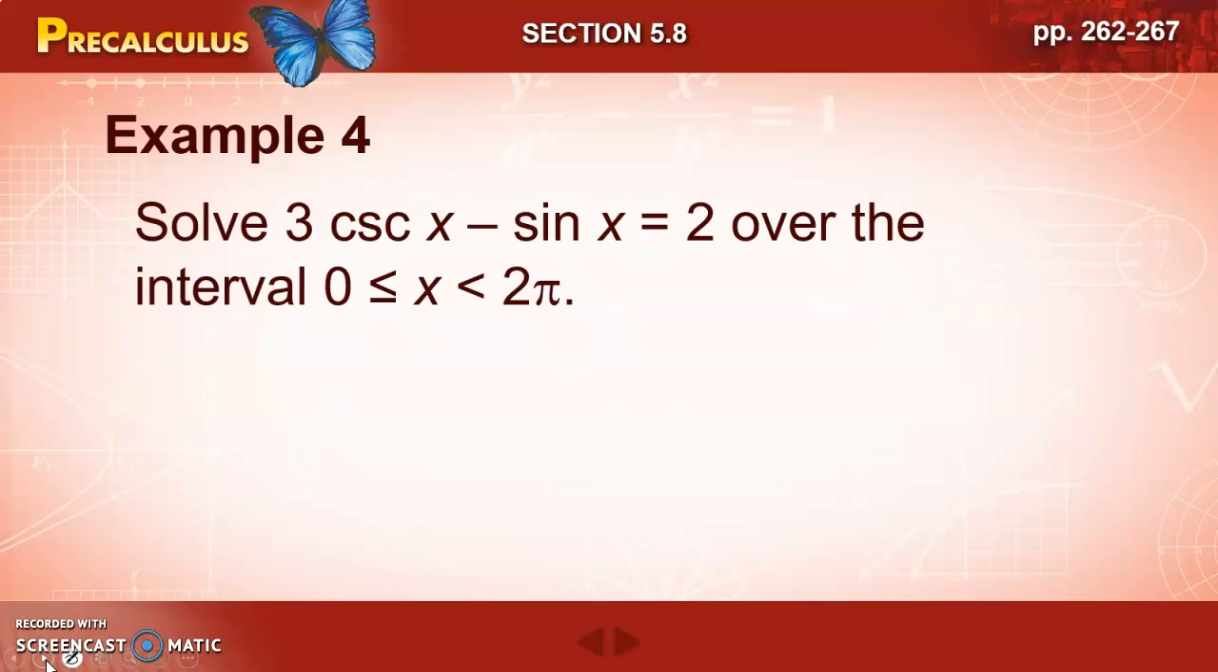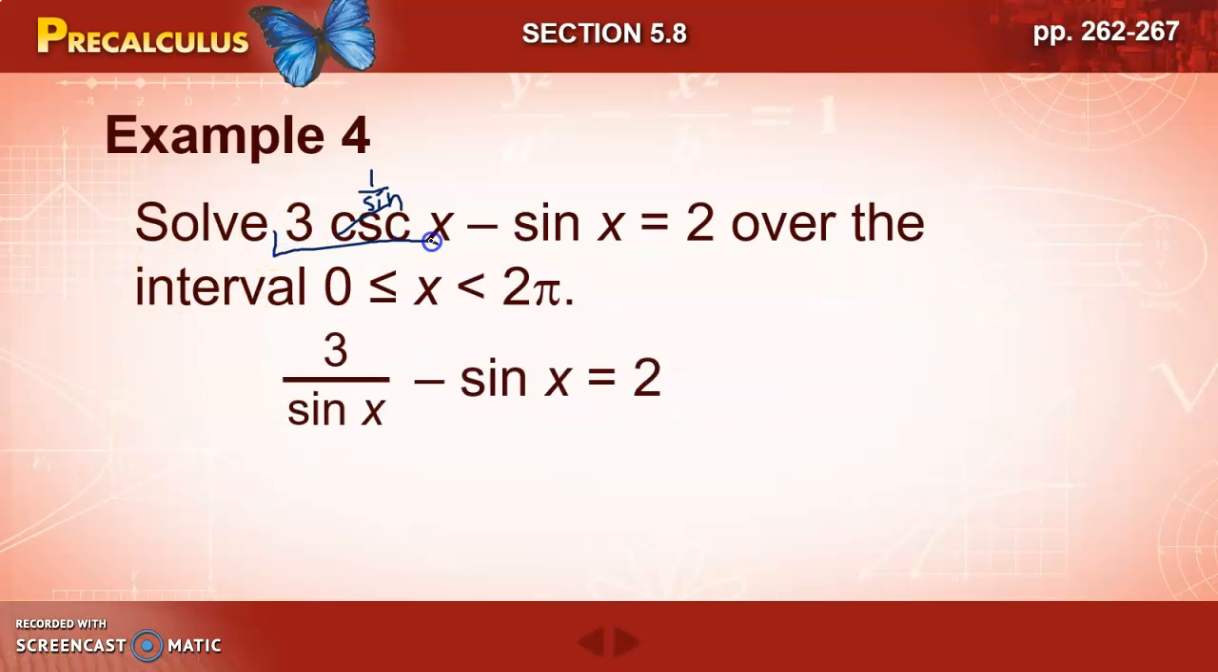All right, let's take a look at example 4. We want to solve 3 cosecant x minus sine x equals 2 over the interval x is greater than or equal to 0 but less than 2 pi. So on that first turn around the unit circle. Now looking at this, I notice that I have two trig functions, cosecant and sine. But I know because of my reciprocal identity that I can rewrite cosecant as 1 over sine. So I can rewrite that as 1 over sine, and then I can simplify that. 3 times 1 over sine x is just 3 over sine x. So I have 3 over sine x minus sine x equals 2.